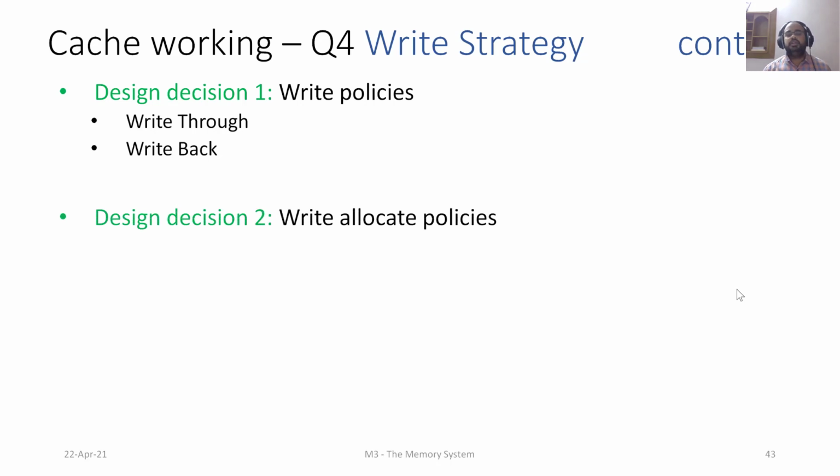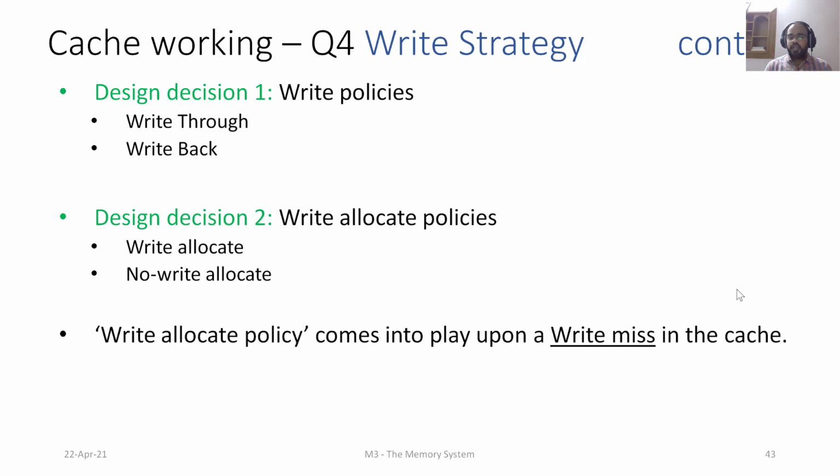And the second design decision is the write allocate policy, which is write allocate or no write allocate. These write allocate policies come into the picture when we have a write miss. It means that we have a store request from the processor and we found that the address or the block is not present in the cache. What to do at that point? These are write requests, so we can term it as a write miss. So let's look at each of these policies one after another.